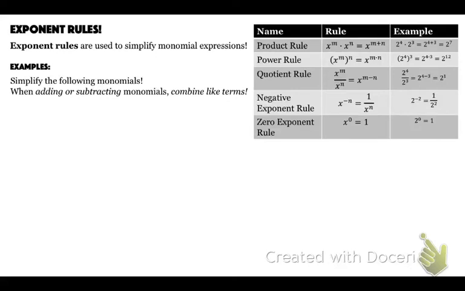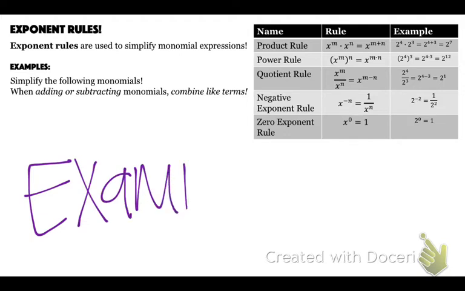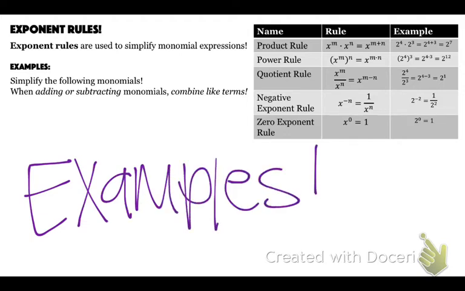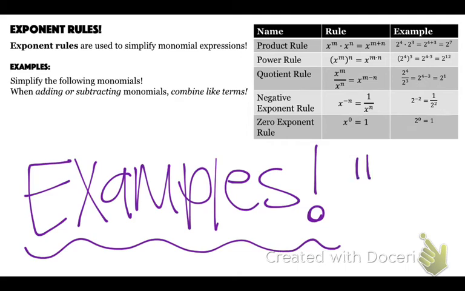Okay, we are going to go over some examples. It's nice to know the background to all of this and know why the rules work, but we also need the examples, right? And I'll work them out by hand. So we have these rules here that we need to remember. We have the product rule, the power rule, quotient rule, negative exponent rule, and zero exponent rule.